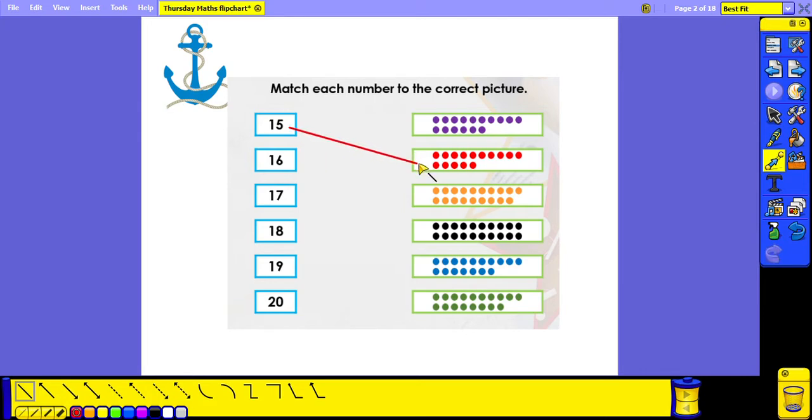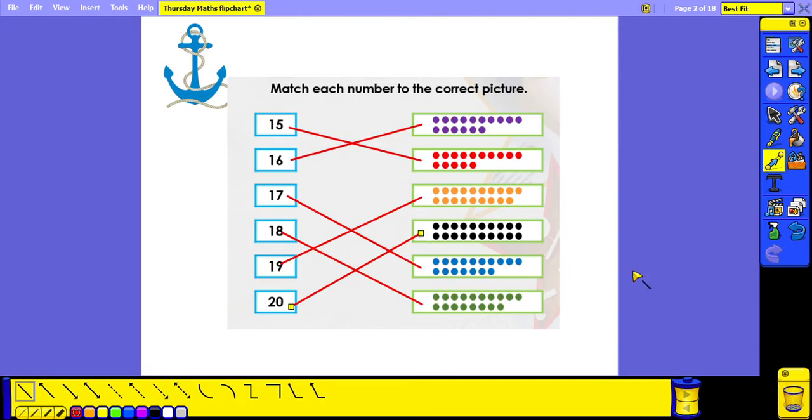Okay, so 15 matches this picture. 16 is the one at the top. 17 is here. 18 is at the bottom. 19 is here. And 20 is here.